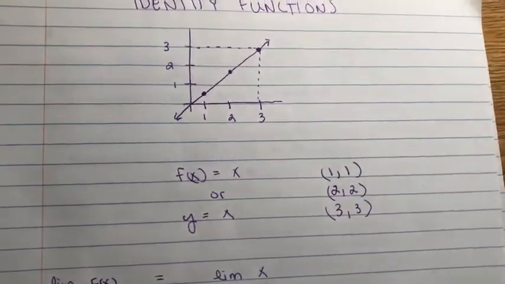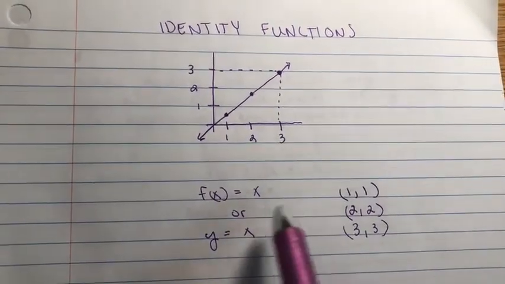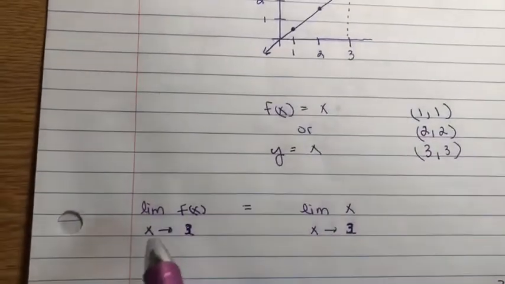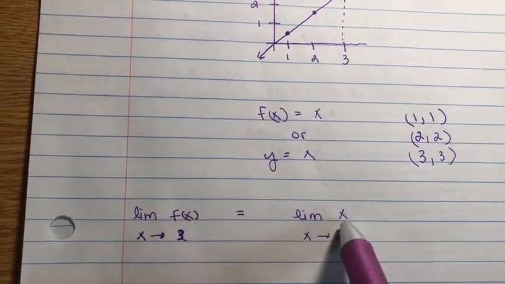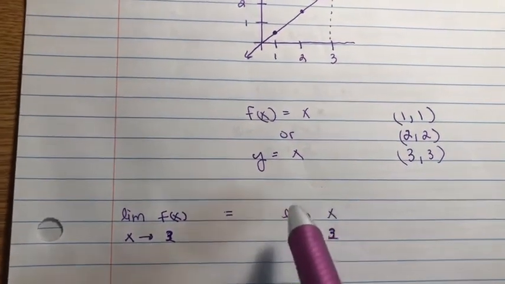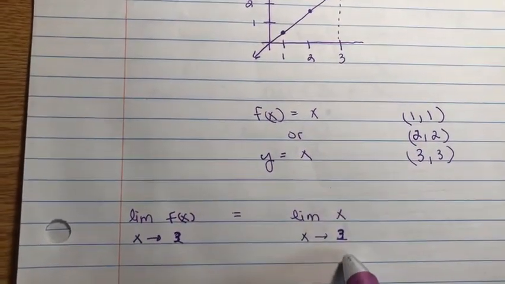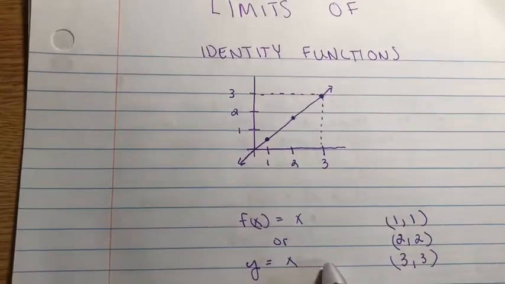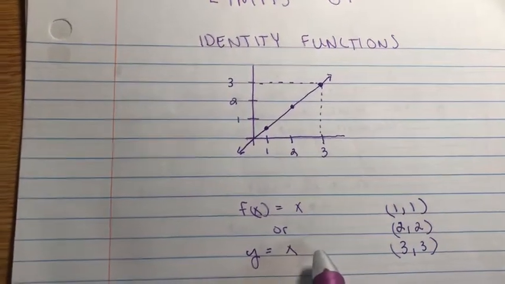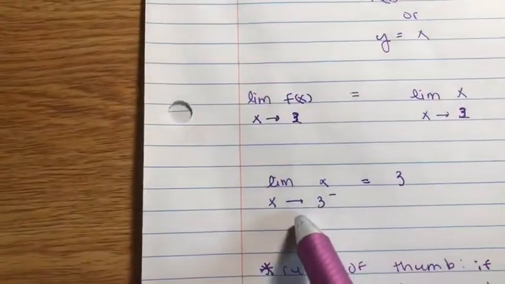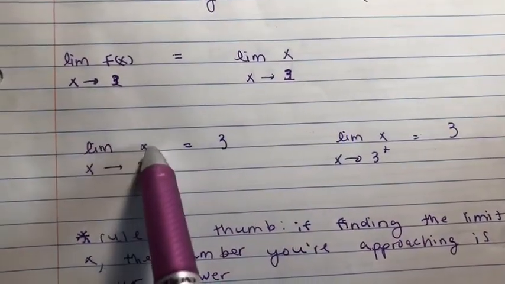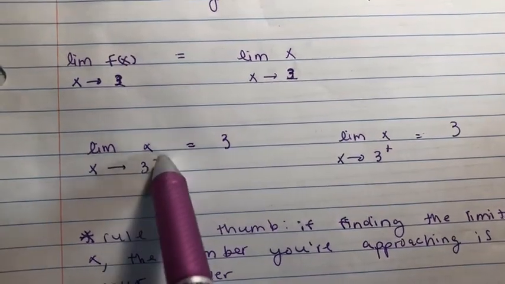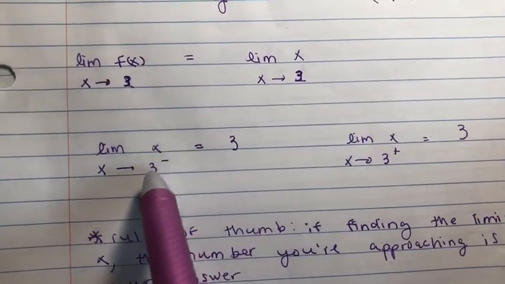So let's say we wanted to find the limit of x as x approaches 3. And so since your f of x and x are the same, you can rewrite this as the limit of x as x approaches 3. Now, if you want to find the limit, sometimes you want to start from the left and the right. So that's what we're doing here. The limit of x as x approaches 3 from the left. That's what this line is for. It's 3 to the left.